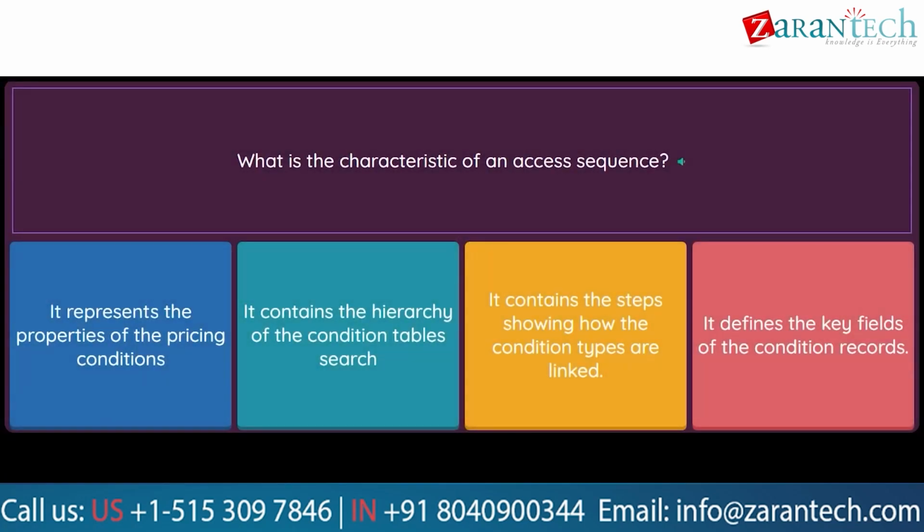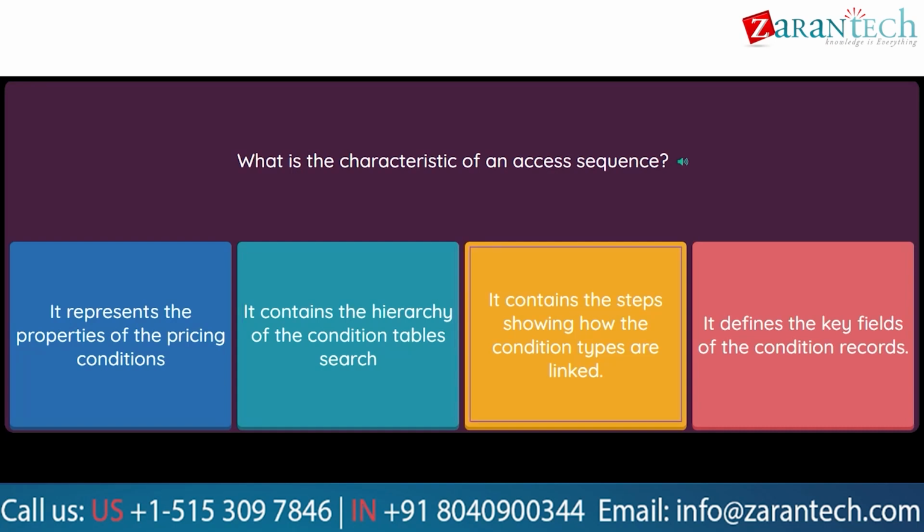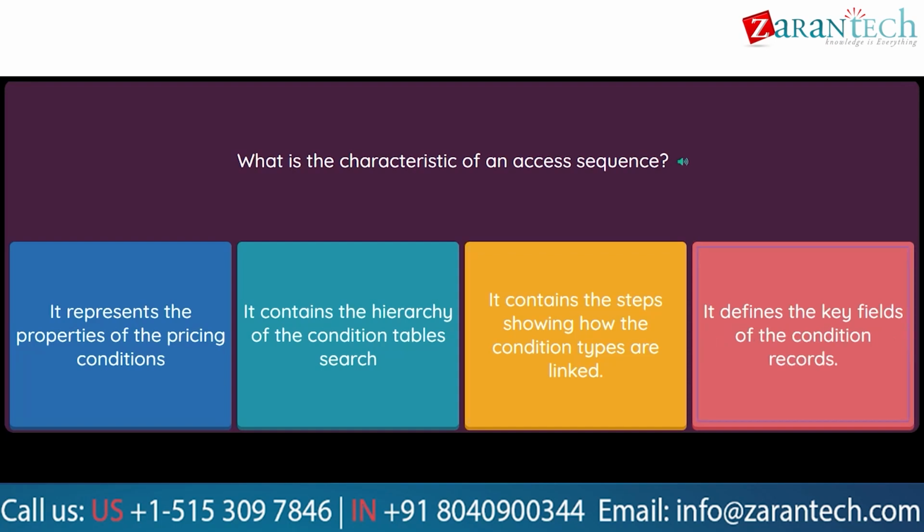Question: what is the characteristic of an access sequence? Option 1. It represents the properties of the pricing conditions. Option 2. It contains the hierarchy of the condition tables search. Option 3. It contains the steps showing how the condition types are linked. Option 4. It defines the key fields of the condition records.